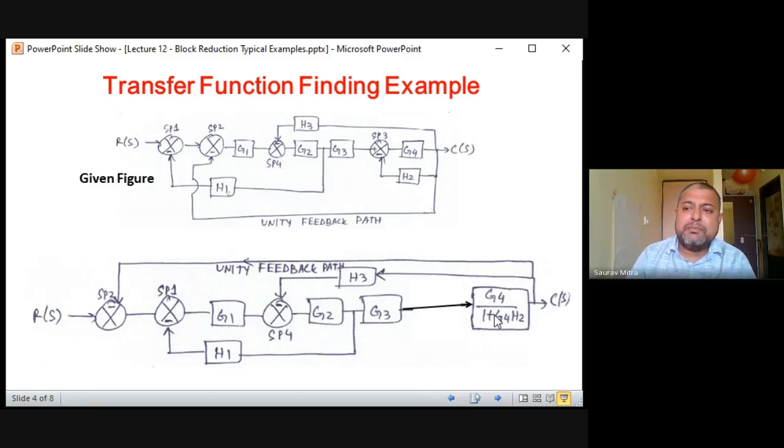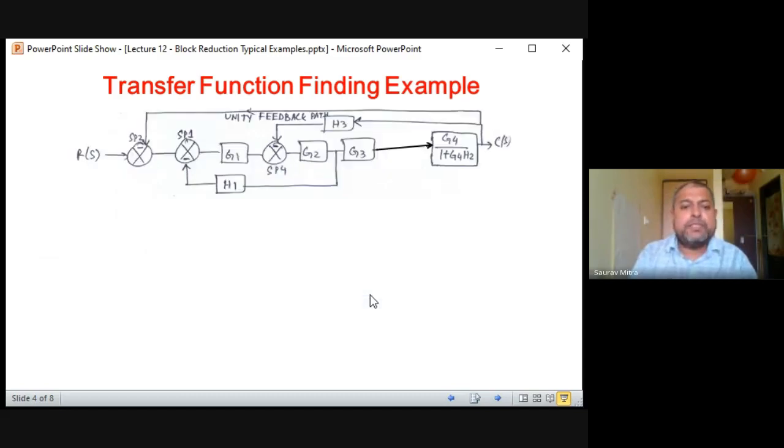This is one of the tricks I am telling you, after you solve this easiest loop. This is the first loop we can solve. This is the easiest loop, a clear cut loop. There is no entanglement. After we solve G4 by 1 plus G4H2, and then find that G3 is coming in cascade with that, then G3 G4 by 1 plus G4H2 you can represent as Gx, and carry forward as Gx only. From here to here, this is the first step, and this is the most critical step. Once you do that, now things are easy.